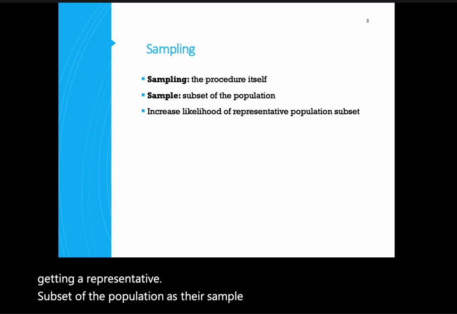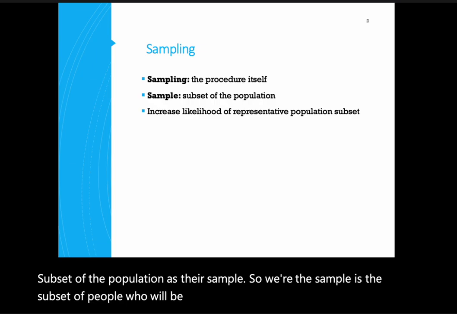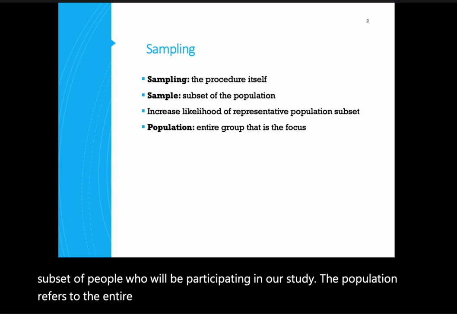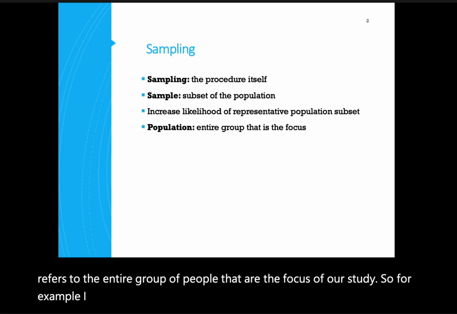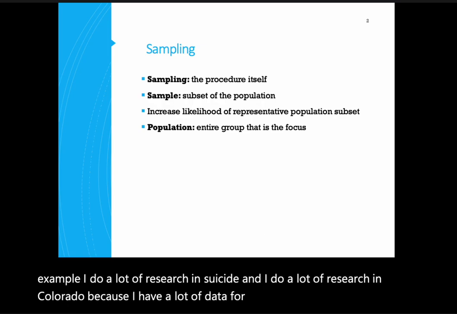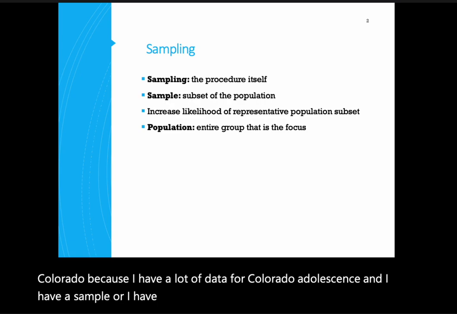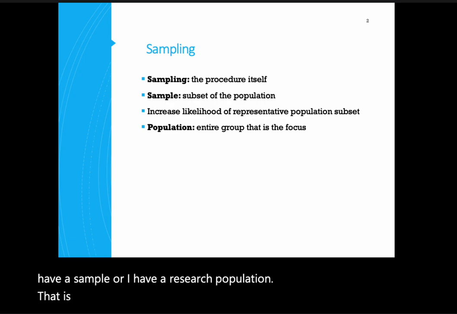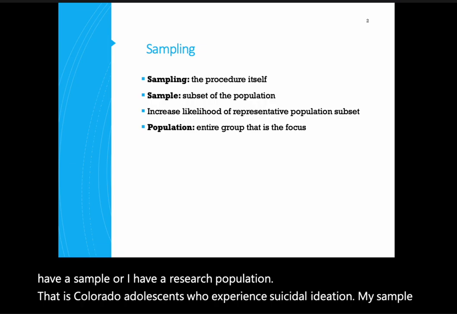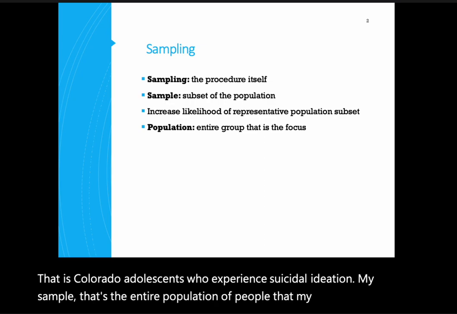Where the sample is the subset of people who will be participating in our study, the population refers to the entire group of people that are the focus of our study. For example, I do a lot of research in suicide and I do a lot of research in Colorado because I have a lot of data for Colorado adolescents. I have a research population that is Colorado adolescents who experience suicidal ideation. That's the entire population of people that my study is applicable to.